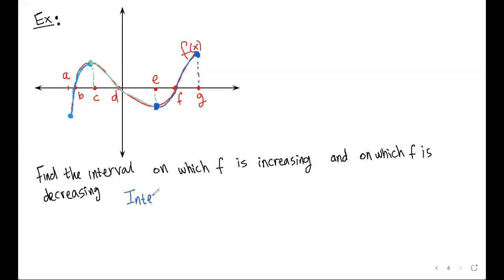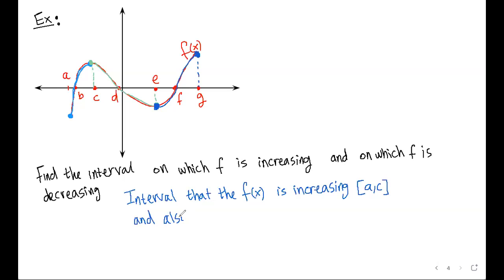So the interval on which the function f of x is increasing is from this point, A, up to C. A comma C. And also it is increasing on the interval from E up to G.